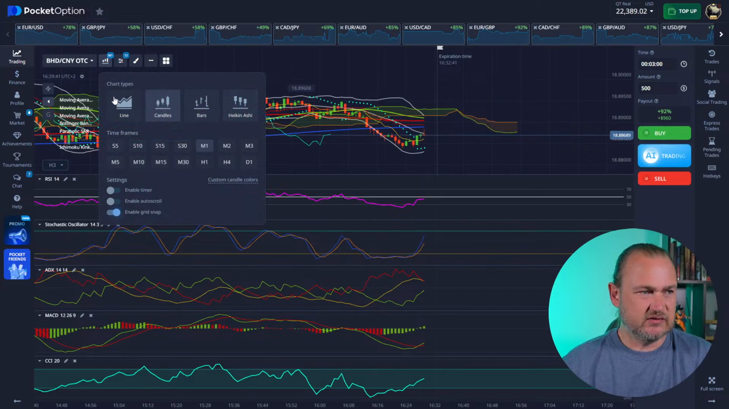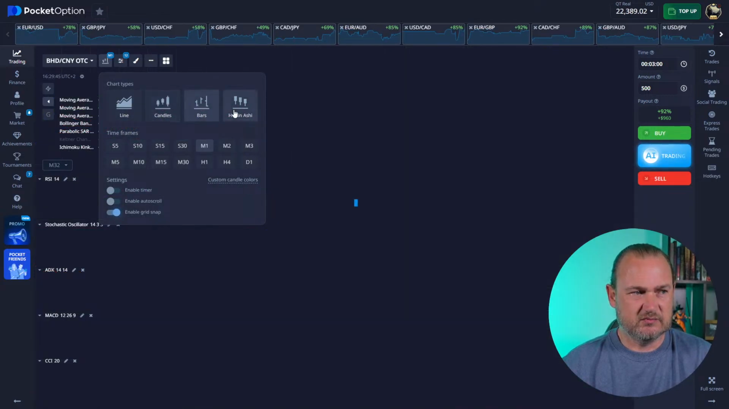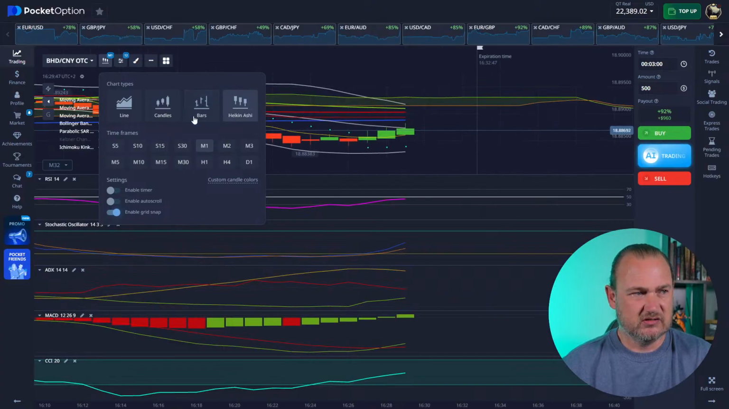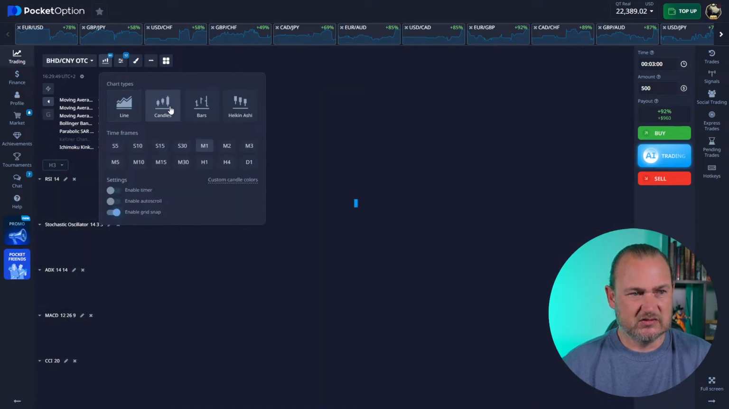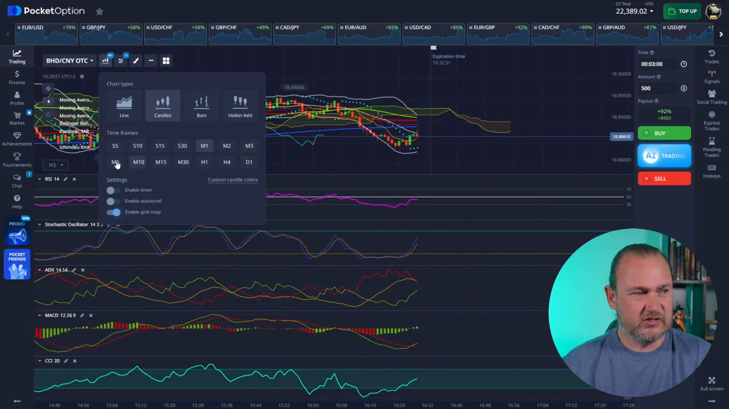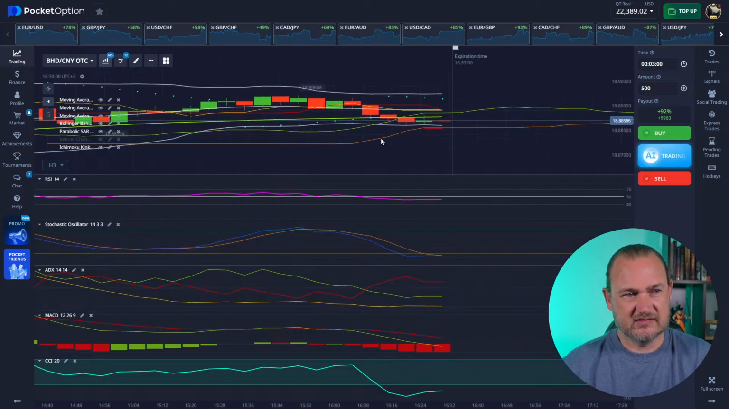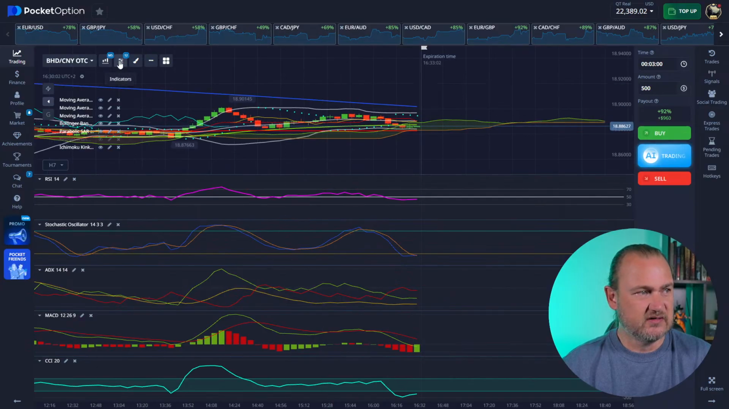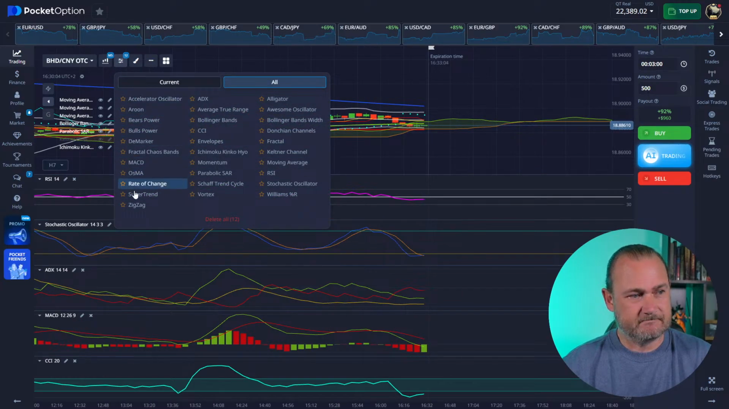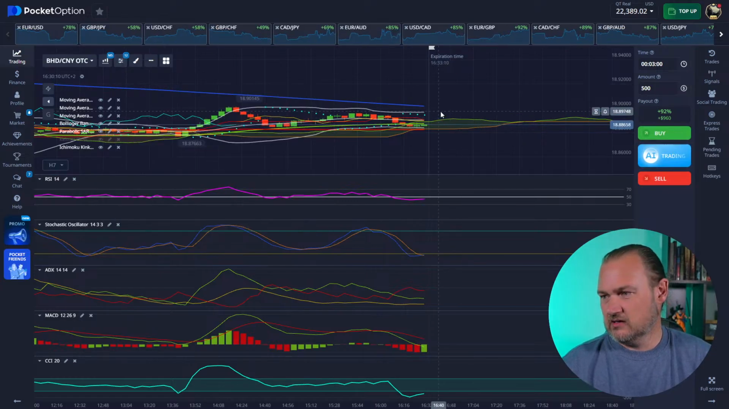Indicators and stuff is here. You can change your graph to candles, bars, like an L-sheet. You can do a line chart if you want to. You can set the candle period here, which is awesome. You can change your candle colors. If you want to do 5-minute charts, we can have a look at the 5 minutes. Indicators are here. So these are available, built into the platform. I don't know if that was it.